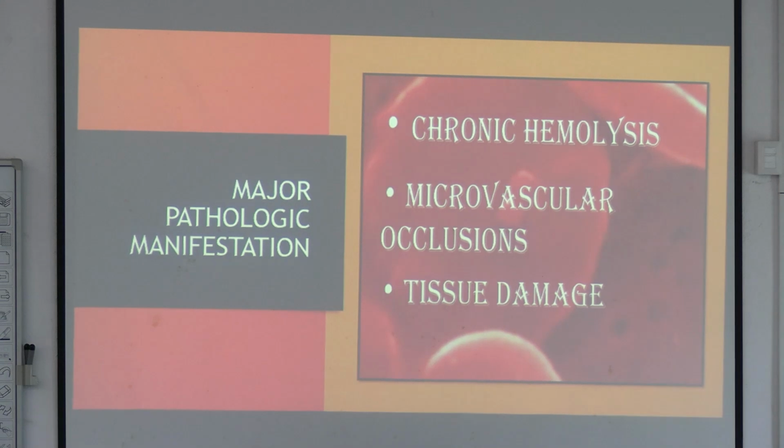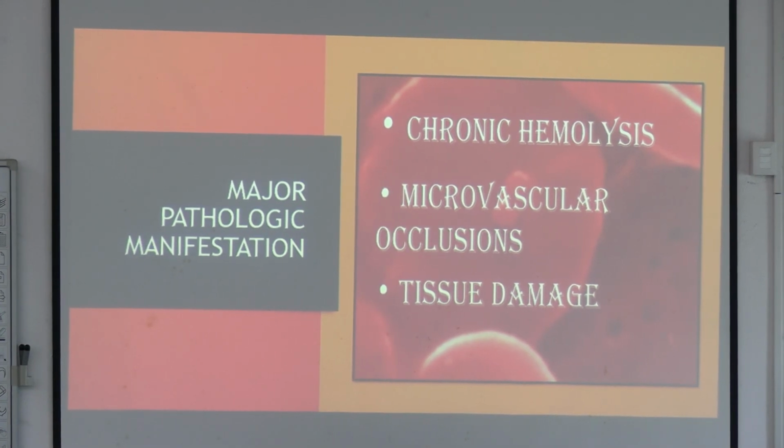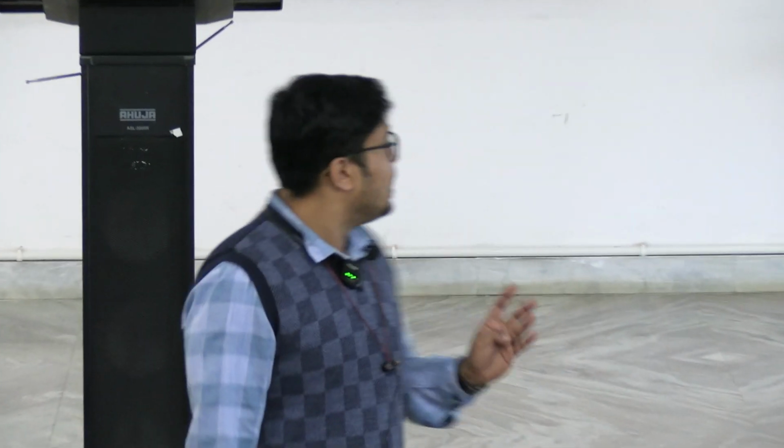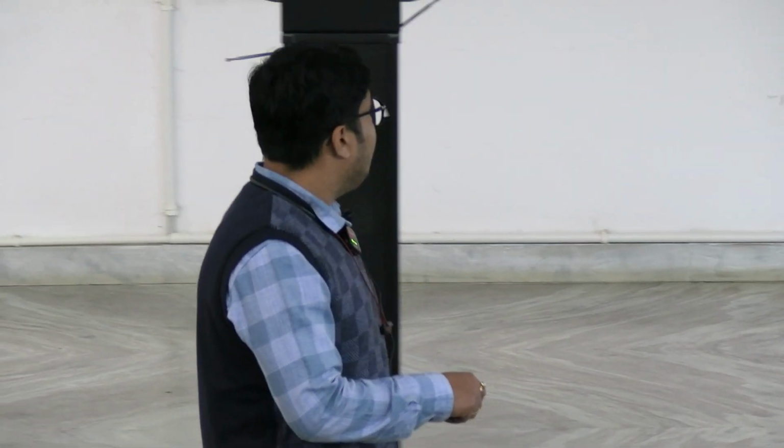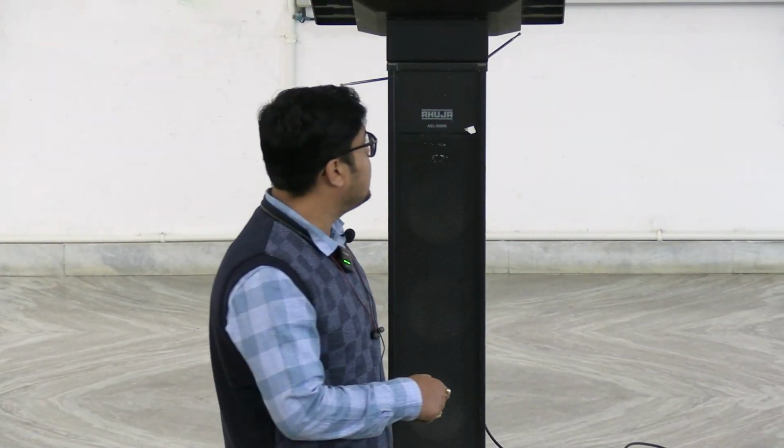Next, microvascular occlusion due to increased adhesiveness of RBCs and increased clot formation within the microvasculature. The consequence of microvascular occlusion is that the distal tissues won't get enough oxygen to survive. So there is tissue damage due to hypoxic injury. So these three are the cornerstones of complications and clinical features of sickle cell anemia. One is chronic hemolysis, next is microvascular occlusion, and third is hypoxic tissue damage.